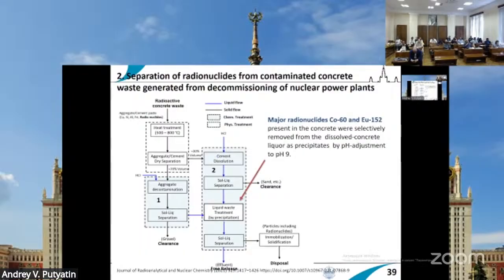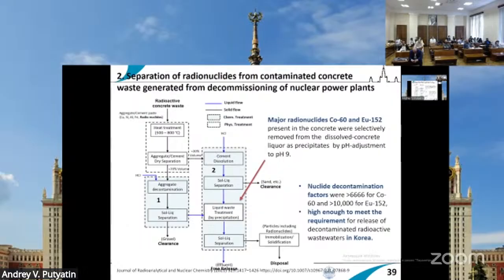The main problematic radionuclides in this case are cobalt and europium. And after dissolution of the cement, we use precipitation by adjustment of pH to 9. And just by this simple procedure, we can obtain high decontamination factors.